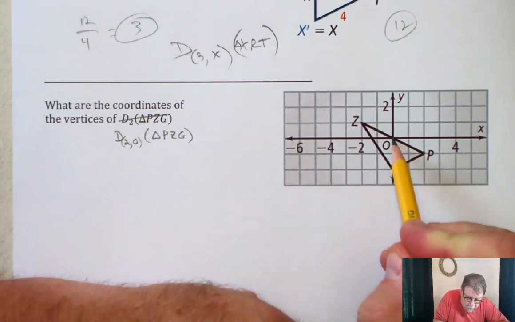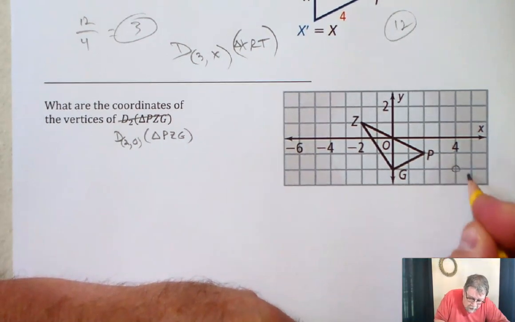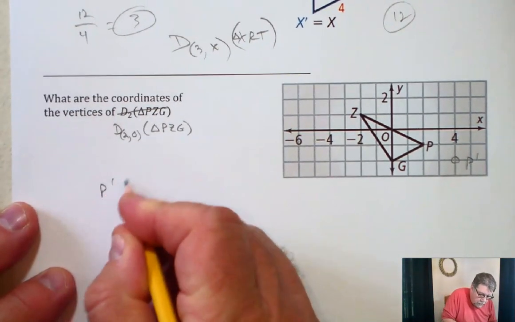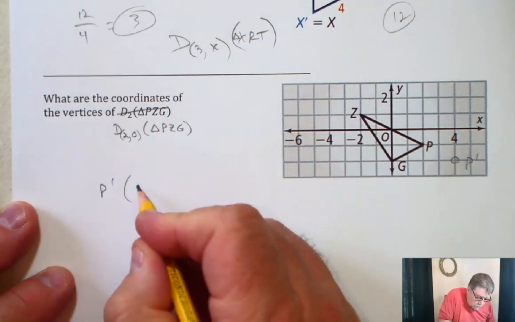So to go from 0, 0 to this point, we go over 1, 2, and down 1. We just do that again. Over 1, 2, and down 1. Put it right there. That's where you're going to find P prime. So P prime is going to be what ordered pair? It's going to be 4, negative 2.